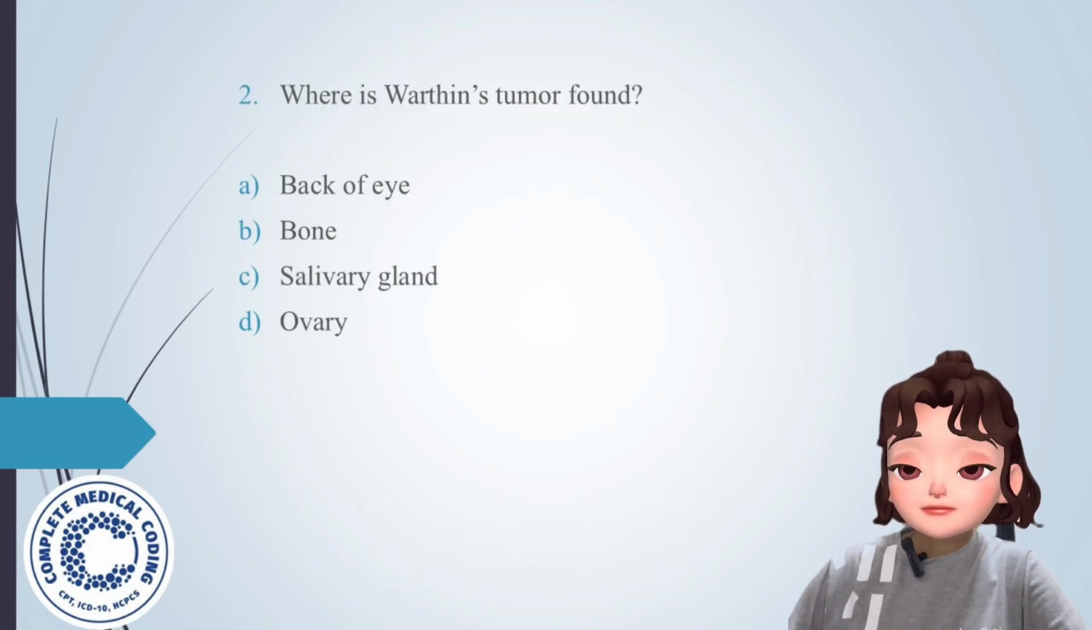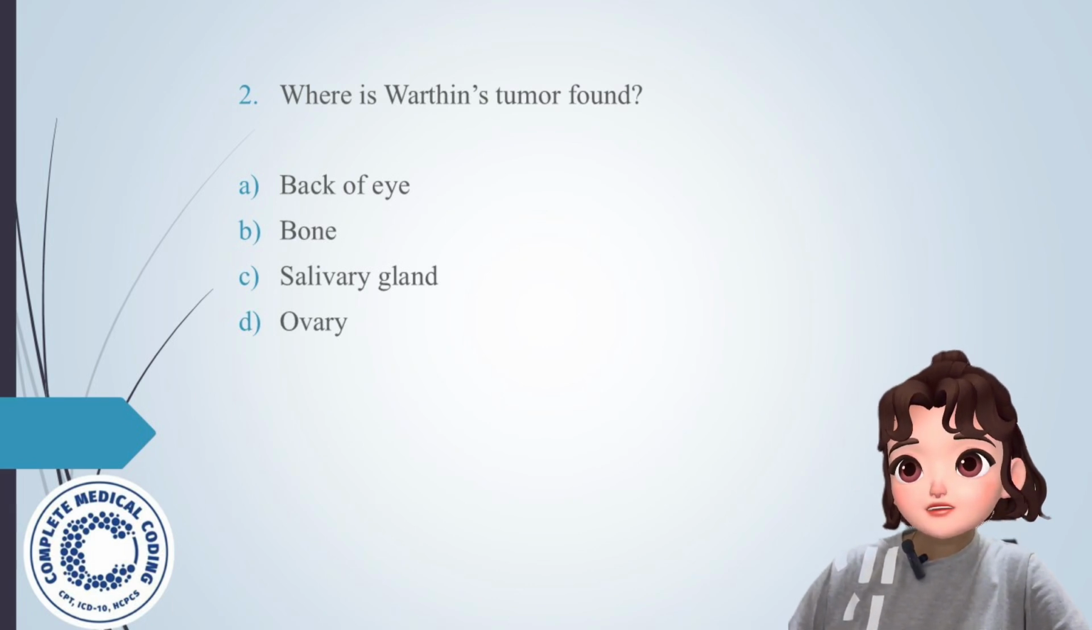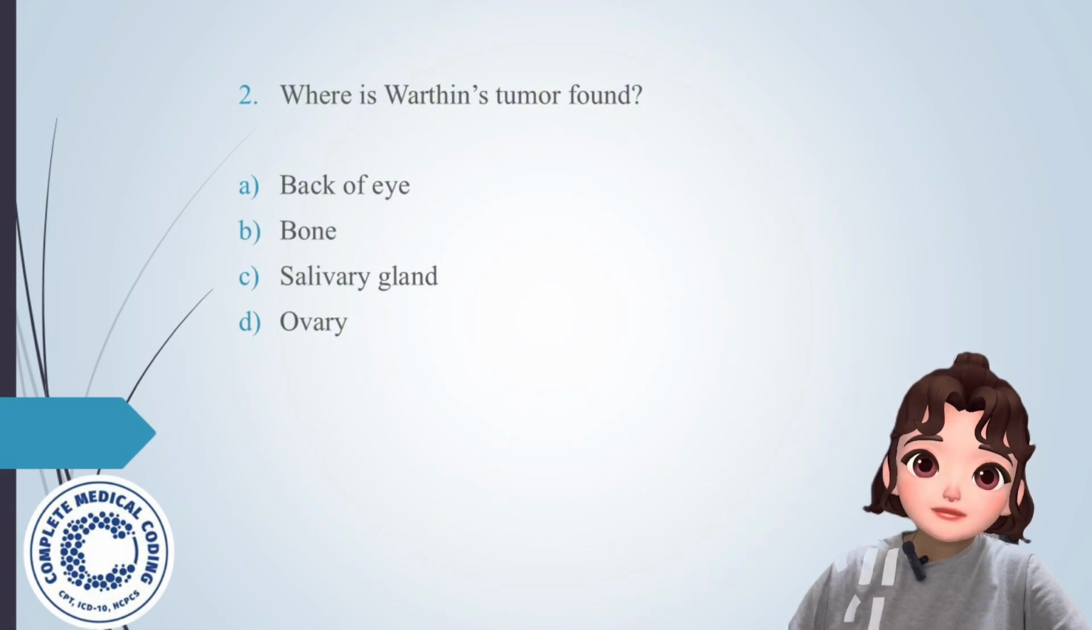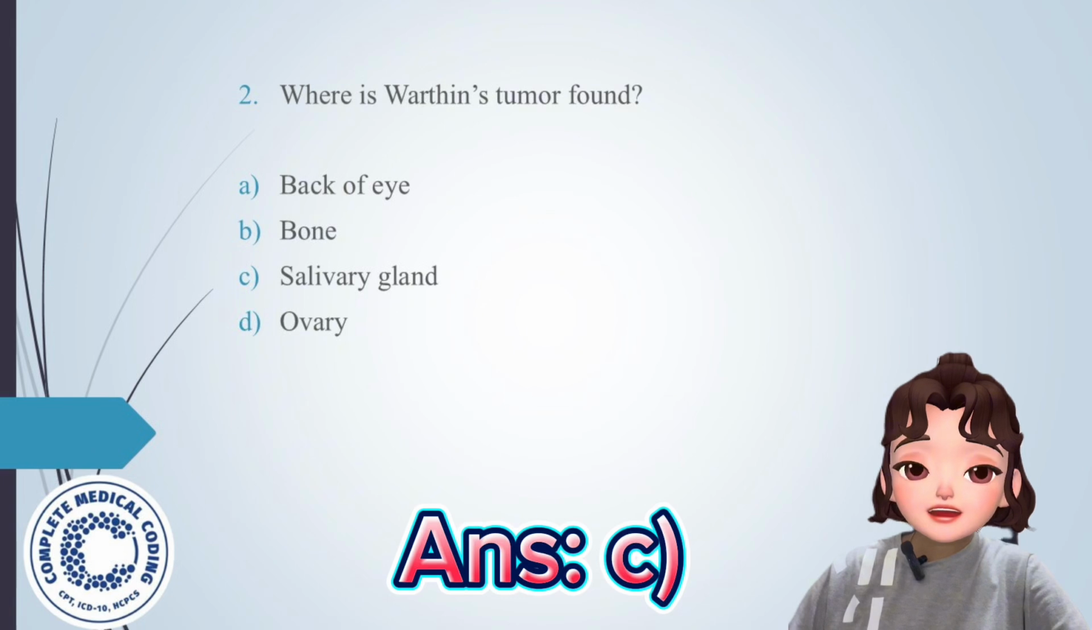Second one, where is Warthin's tumor found? Warthin's tumor is found on the salivary gland. Answer is option C. Okay, salivary gland.